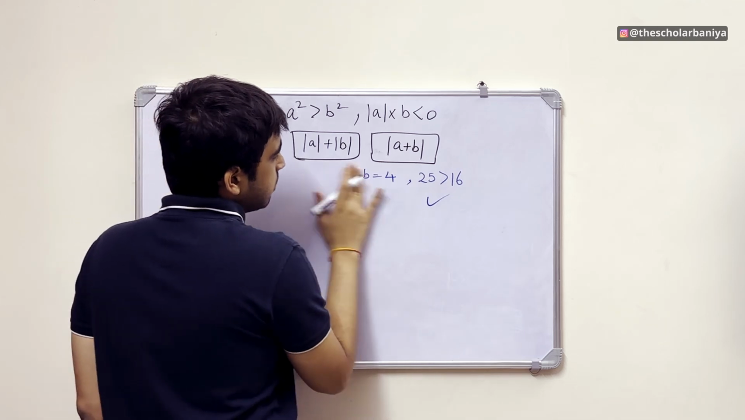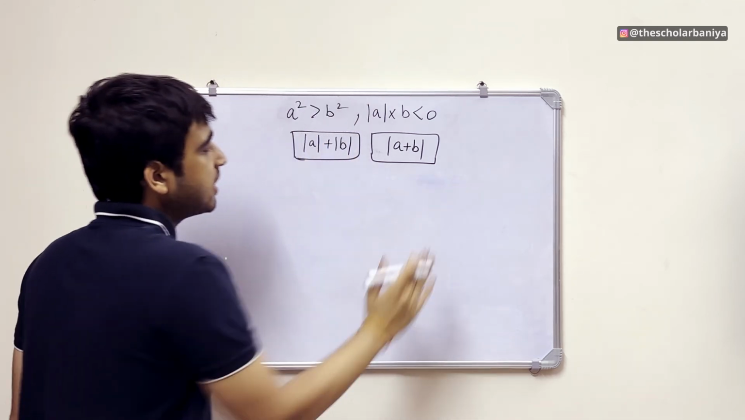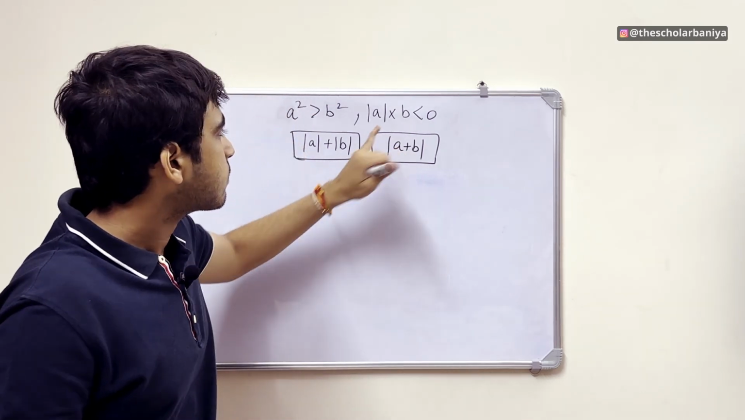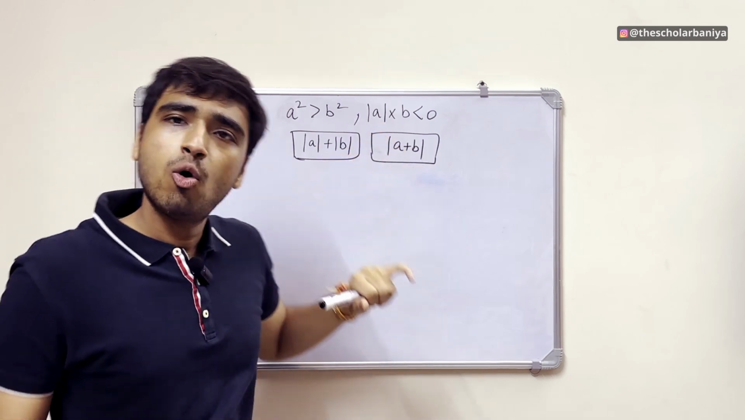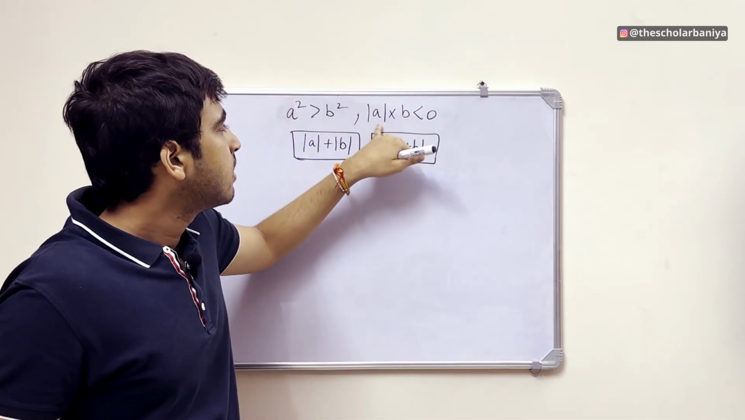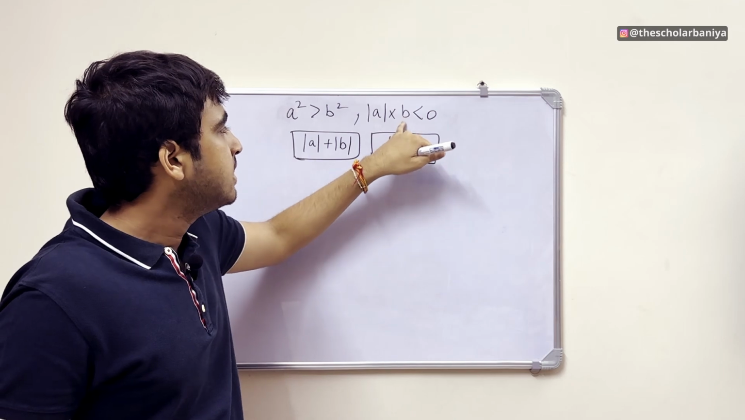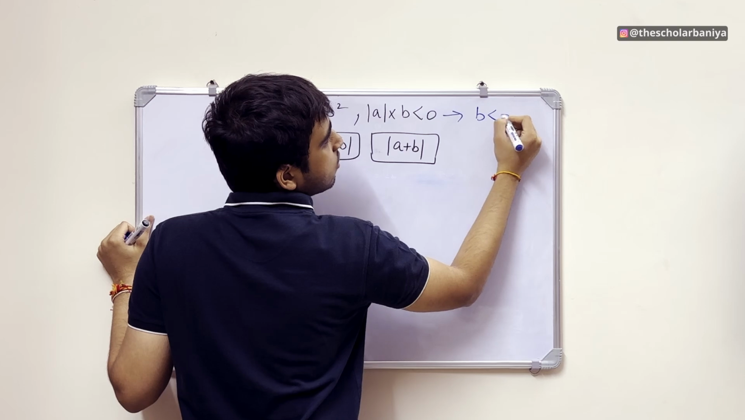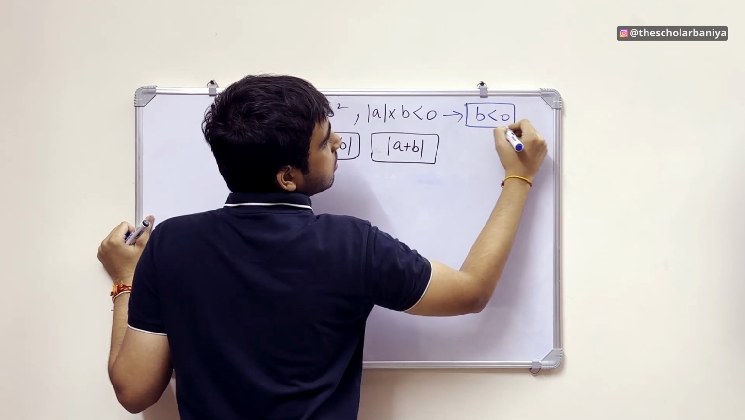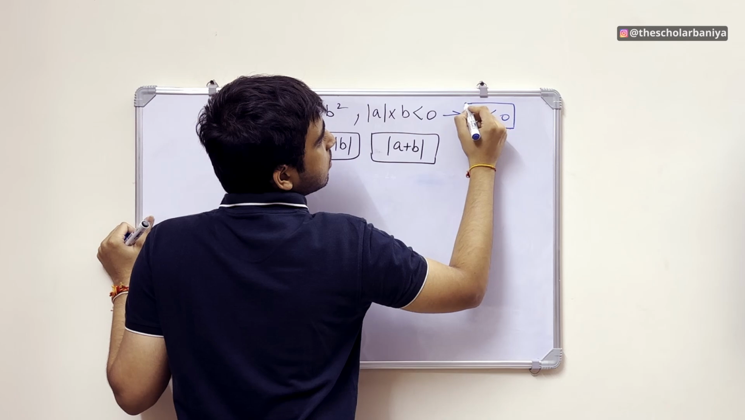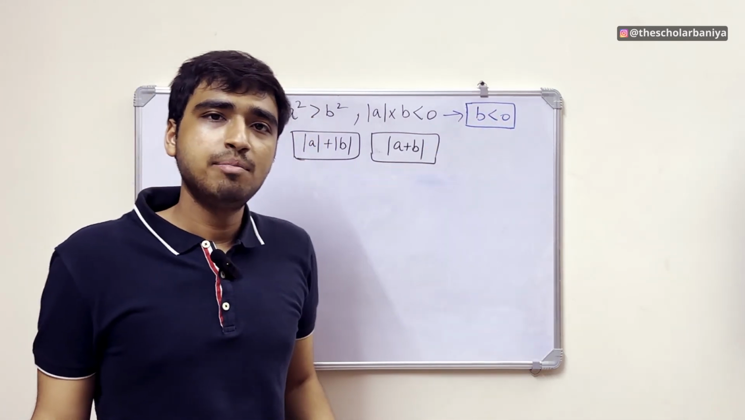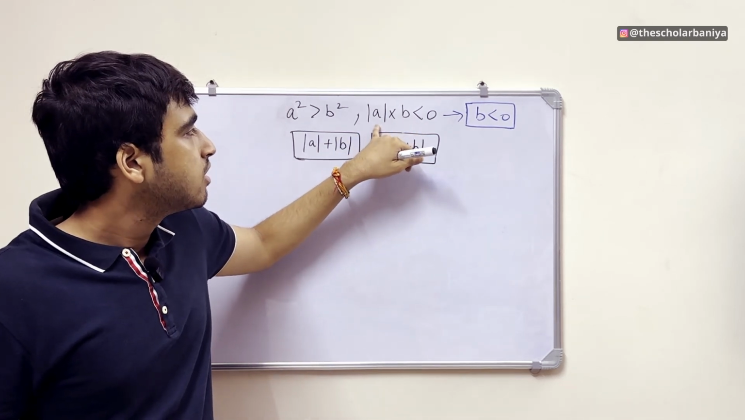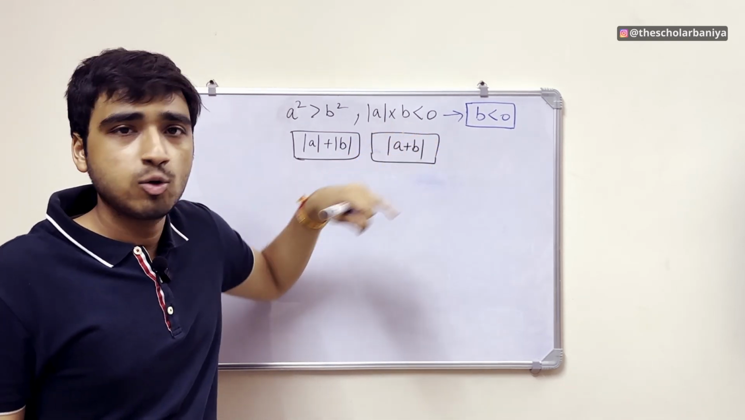Okay, sorry. Wait. One thing which I didn't see, it's given that mod a into b is less than 0, right? That means mod a will always be positive, that is for sure. So if the entire thing is negative, that means b has to be negative. So we can say from here that b is less than 0. Why? Because mod a into b is less than 0, mod a is always positive, so b has to be negative in order for the entire thing to be negative, right?